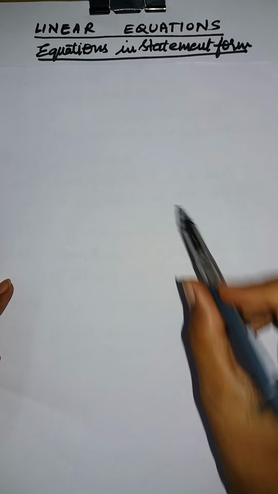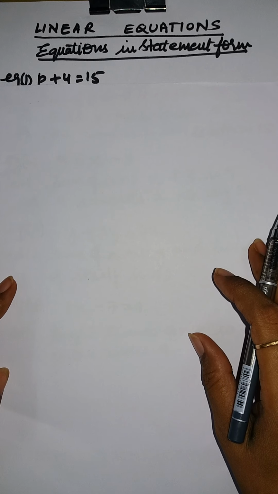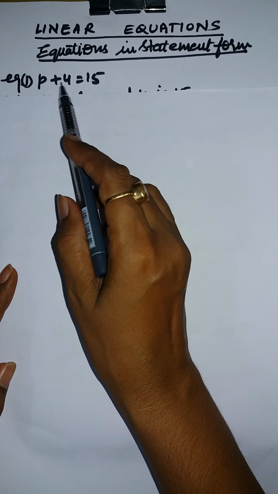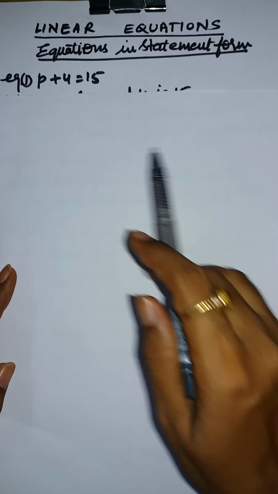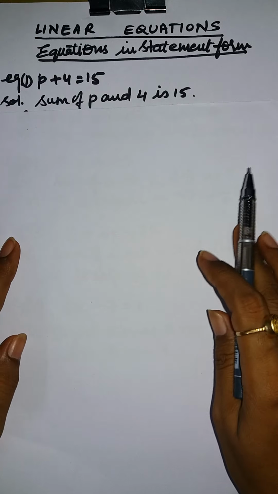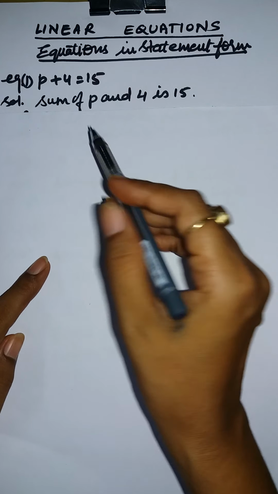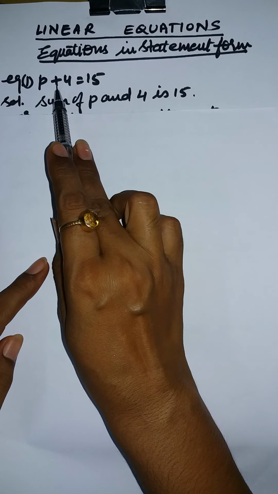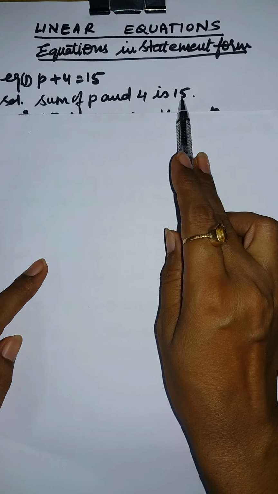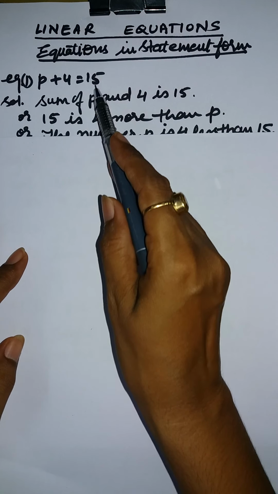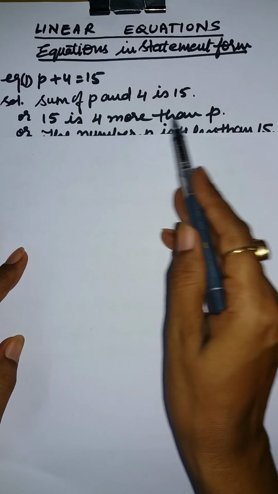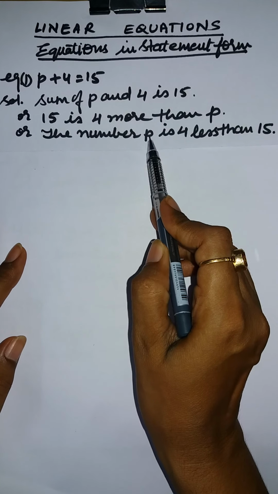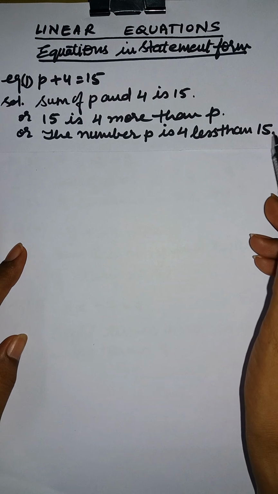Equations in statement form means if the equation is given, how can we write the statement? For example, p plus 4 is equal to 15. We can create so many statements for this equation. First one, sum of p and 4 is 15, or we can say 15 is 4 more than p, or we can also write the number p is 4 less than 15.